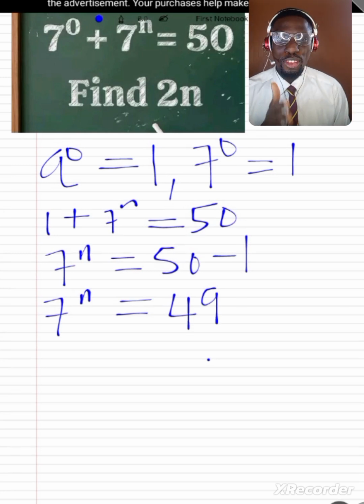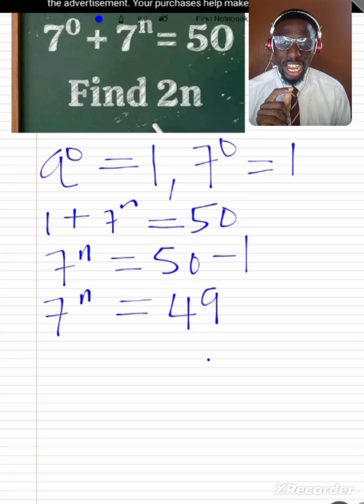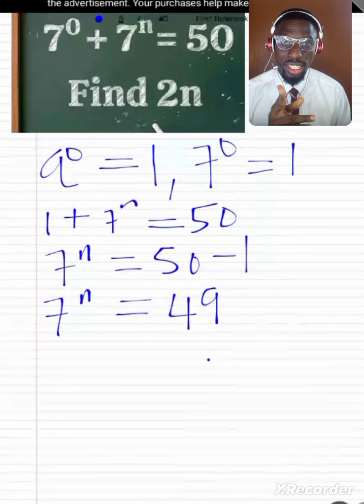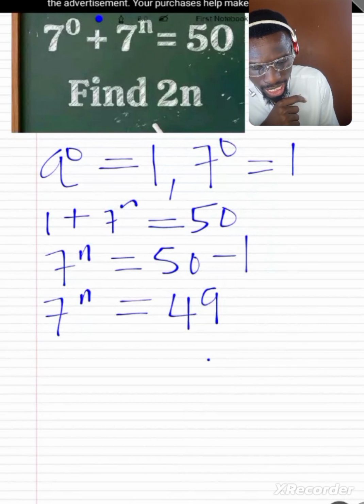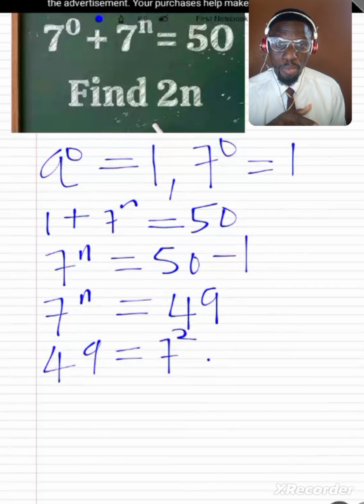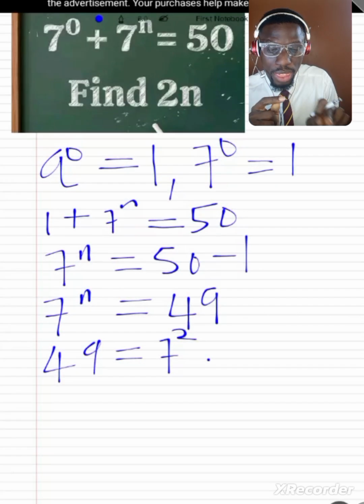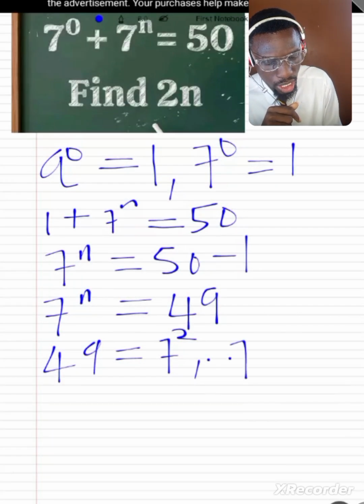Now, with 7 to the power of n equals 49, we ask ourselves: if we take the square root of 49, what does it give us? The square root of 49 is 7. So 7 can be put in a power of 2 instead of 49. That means 49 is also 7 to the power of 2. So I can rewrite this as 7 to the power of n is equal to 7 to the power of 2.